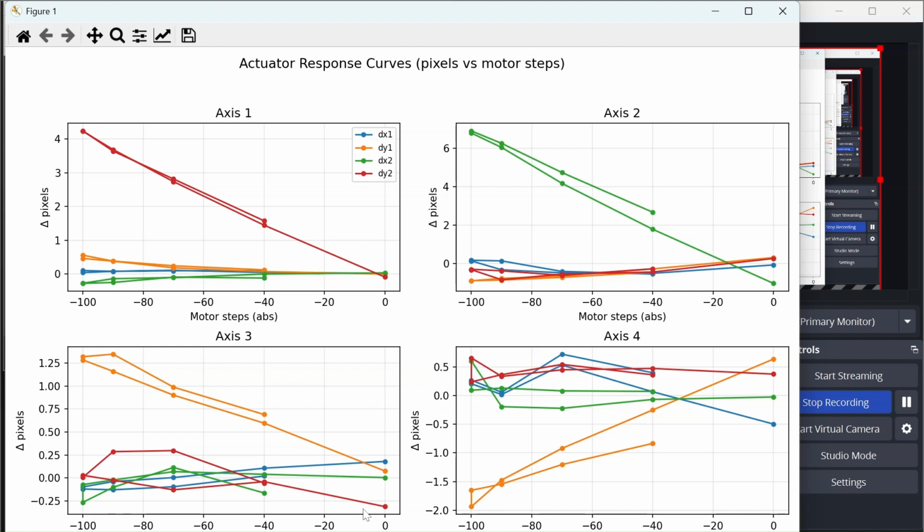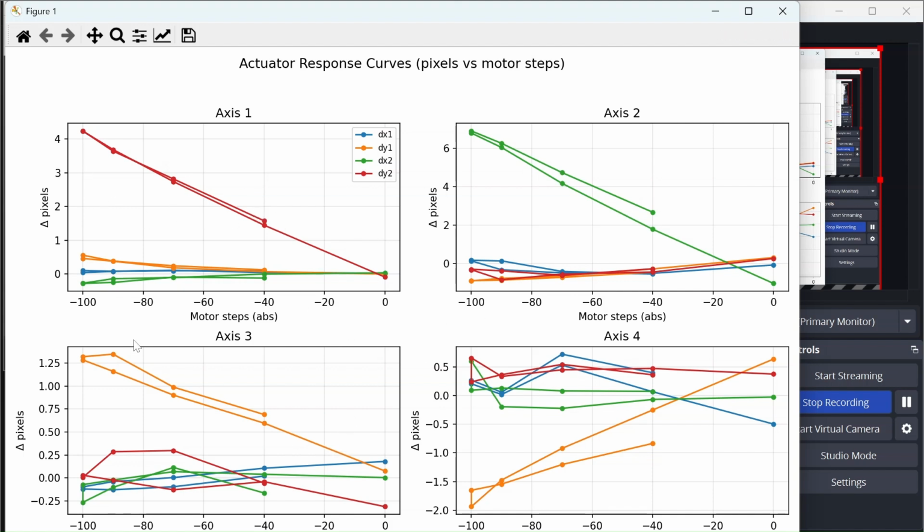It outputs what sort of responses are from the motors. So you have the different motor steps. They go from -100 to 0, and you can see, for instance, for the first axis, you just moved this specific motor from a motor step from 0 to -100 and back and forth. So just moving them back and forth, and you can see how much the pixels have changed.